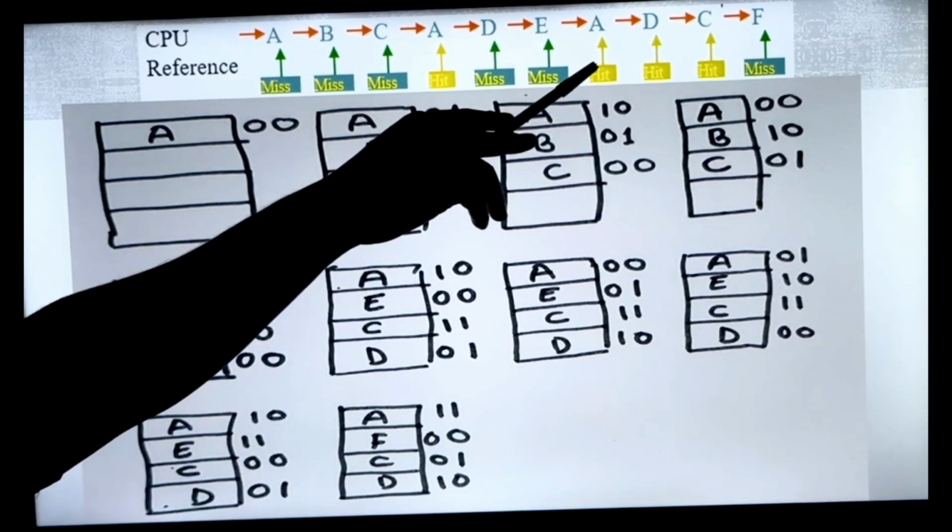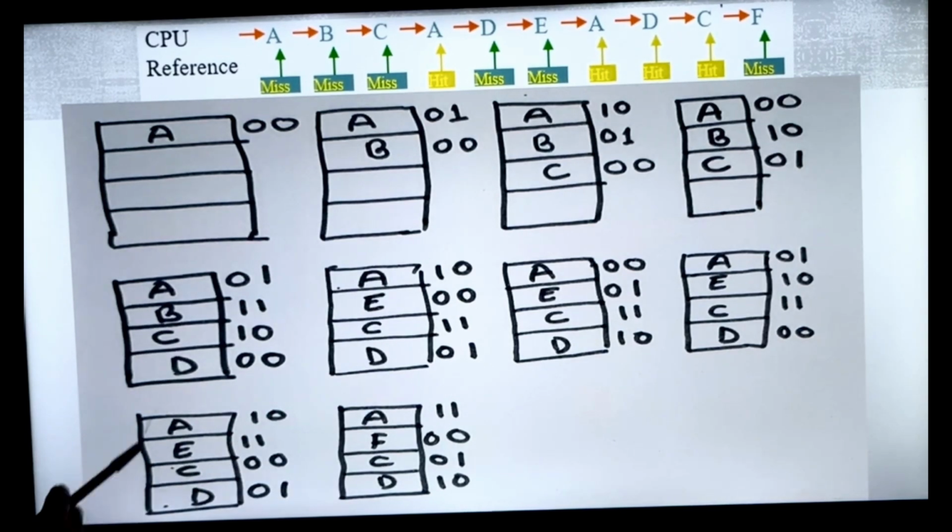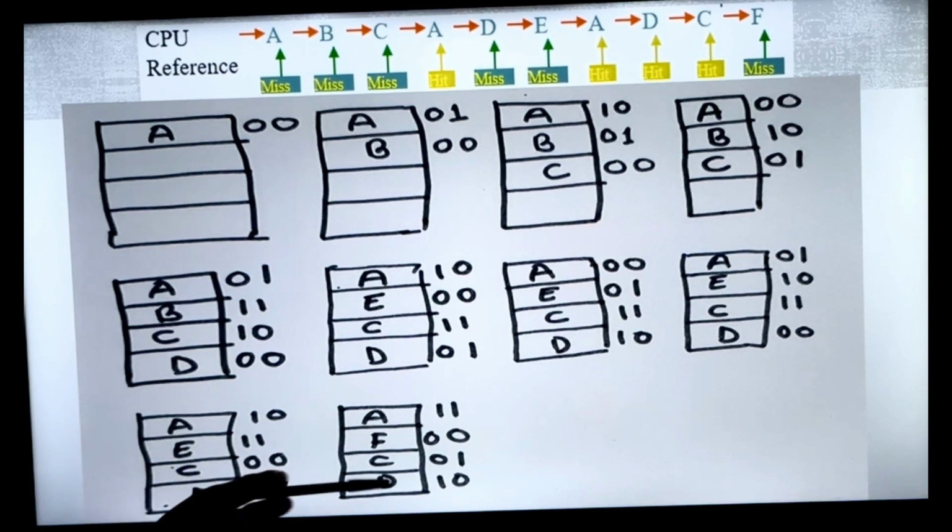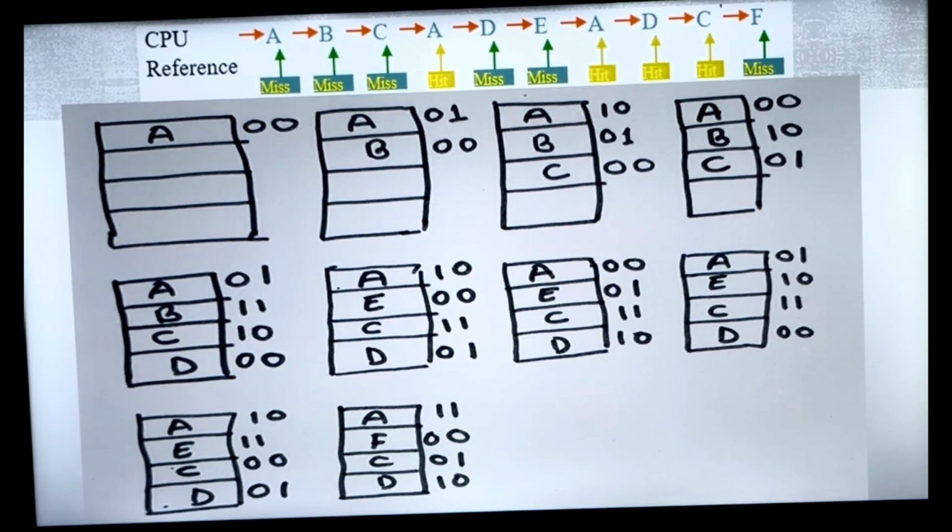Now you want to insert, or you want to get F. F is not there. Where to insert F? This place, because E is having 11, the oldest one. This is how it works. Fine. So that's all about LRU, least recently used.